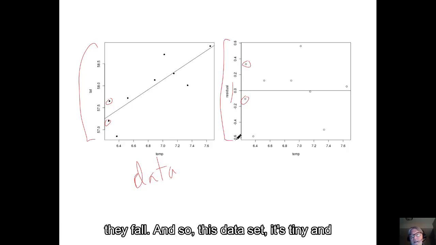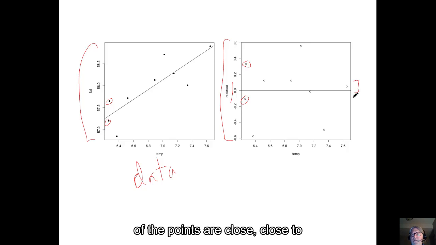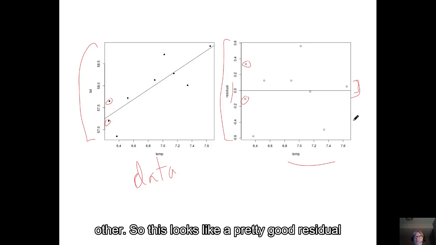And so this data set, it's tiny, so it'd be hard to see a deviation from normal, but it looks pretty good in the sense that a lot of the points are close to the prediction line, so small deviations. There's a few wider ones, but they don't seem to necessarily all be on one end of the x-axis, so it's not like they all get wider in one direction or the other. So this looks like a pretty good residual plot.